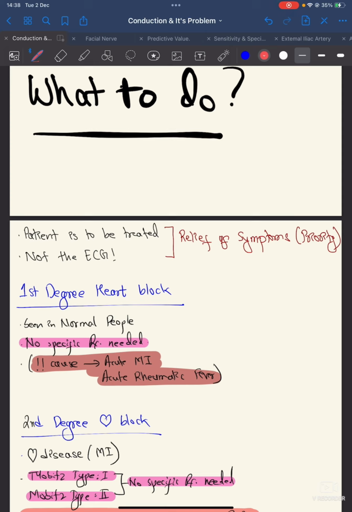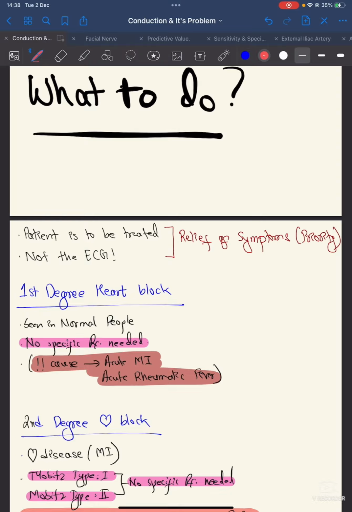So if the patient is asymptomatic, is doing everything well, and the ECG shows a first degree block or second degree block or the right bundle branch block, then we do not need to worry. We can just mention it, remember it with the patient and follow up, but no specific treatment is required.